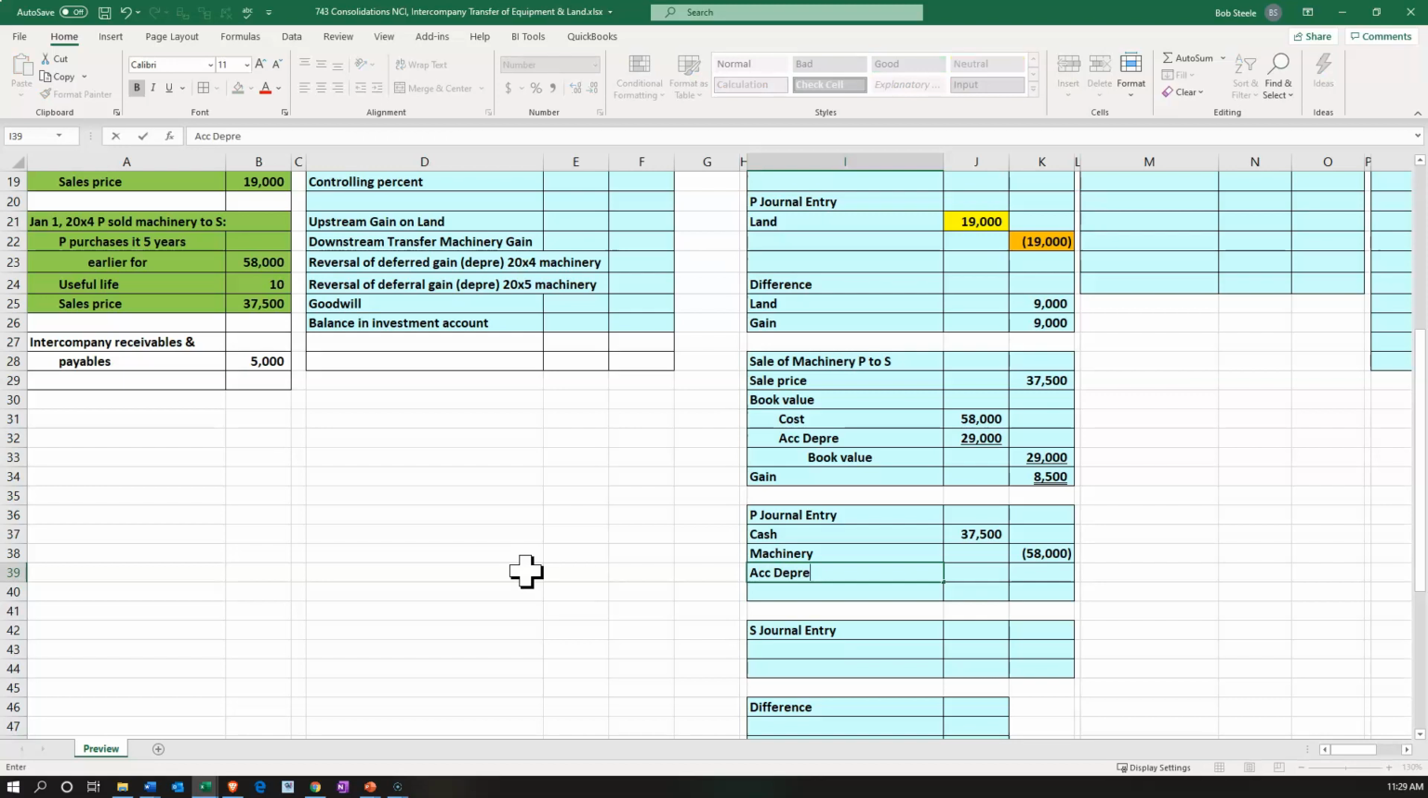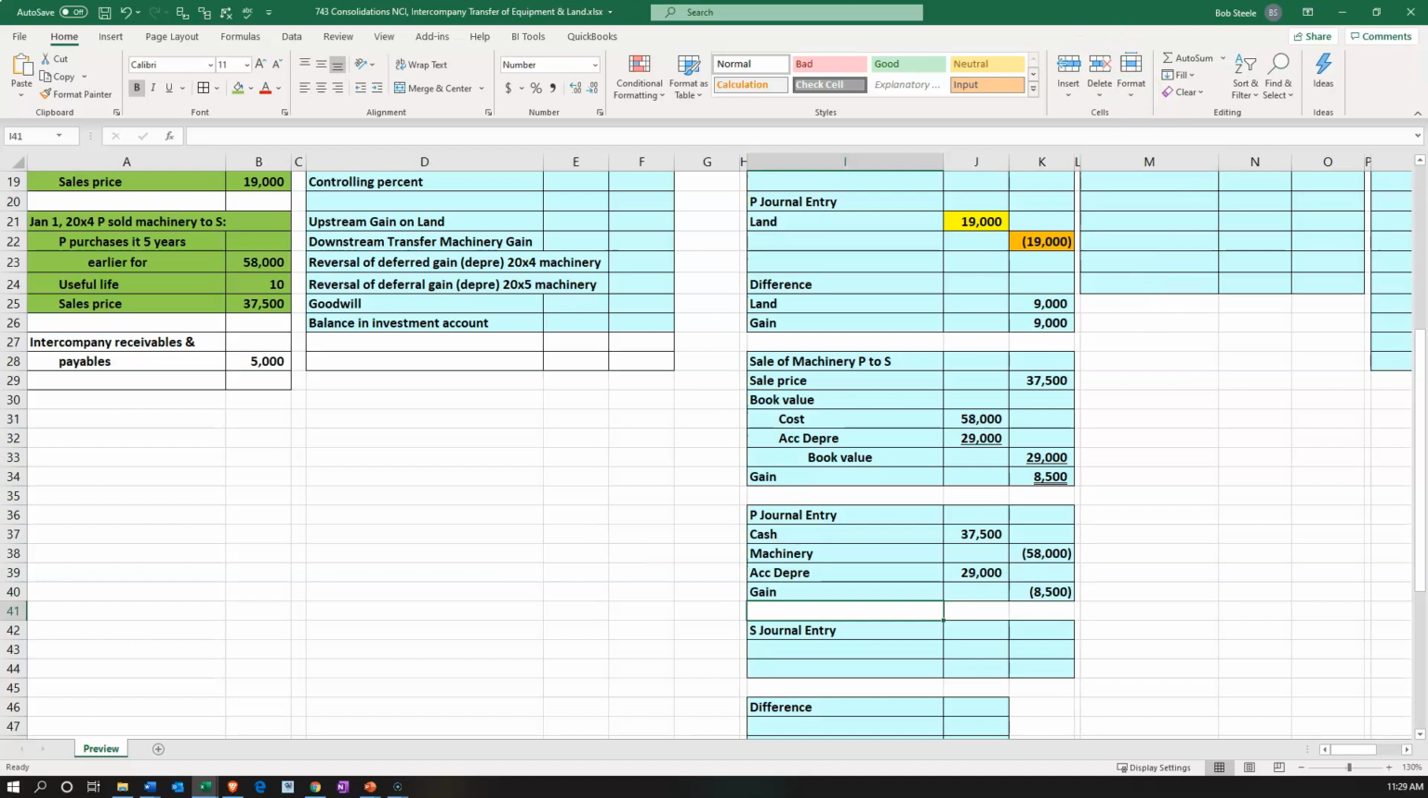So then we got the accumulated depreciation. It's a credit balance account, so we got to take it off the books with a debit of the 29,000. And then the difference there is going to be our gain. The difference between those, gain, and that's going to be our gain of the 8,500.